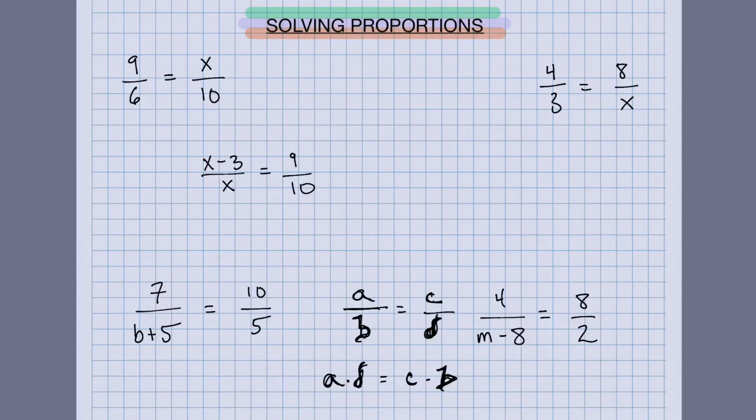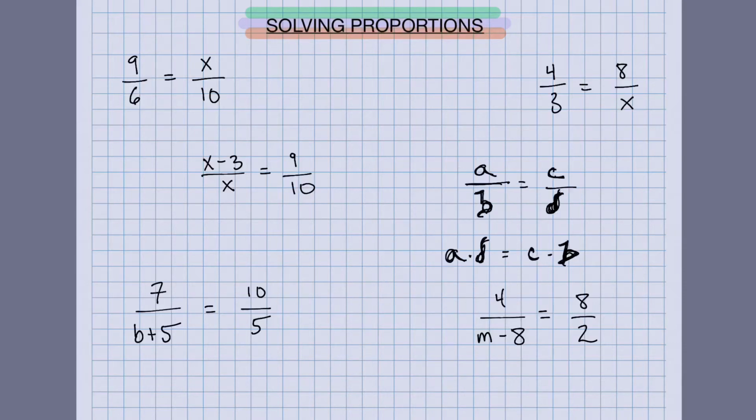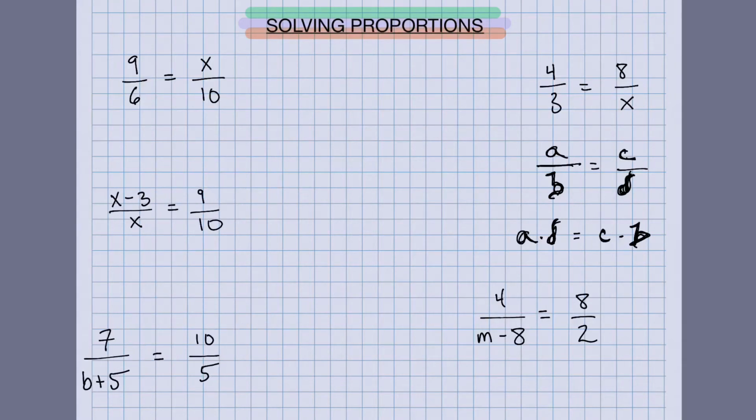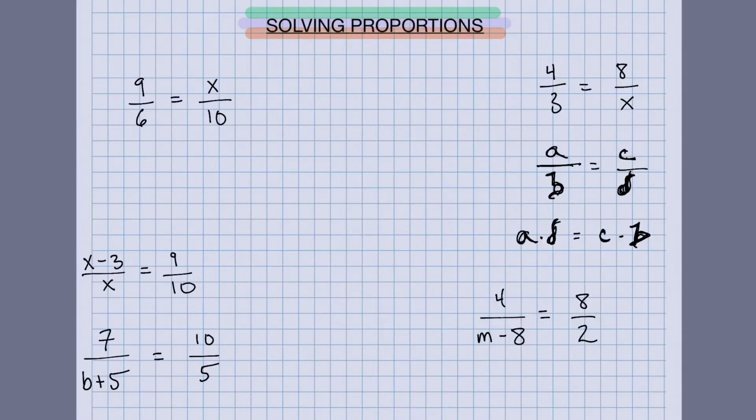Okay, so let's see how that works with a couple basic problems here. So let's look at the first one here, this one here at the top left. Okay, this guy right here. Okay, so if we just kind of cross multiply these across this equal sign, we're going to have 9 times 10, and we're going to say that equals 6 times x. Okay, see, I'm just kind of cross multiplying. So that's 90 equals 6x.